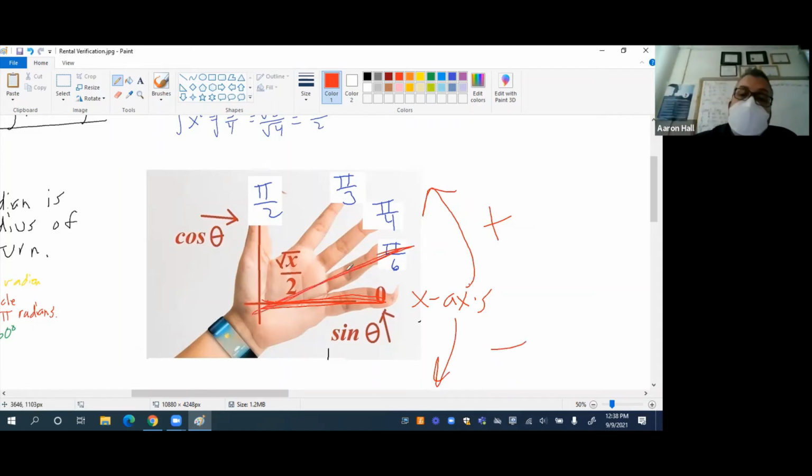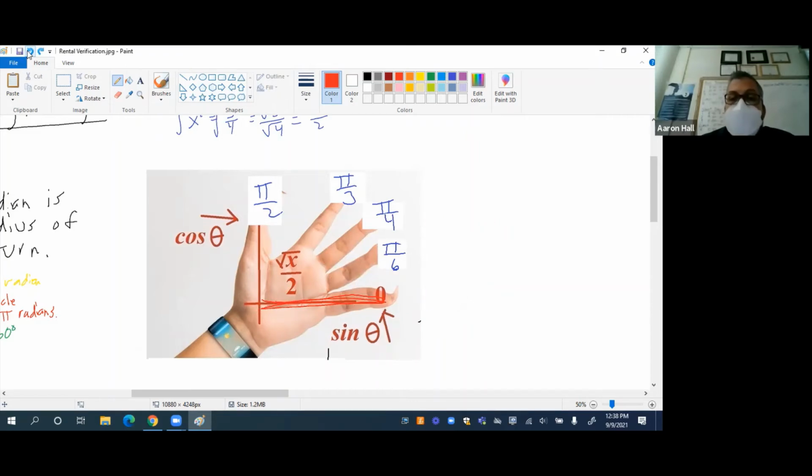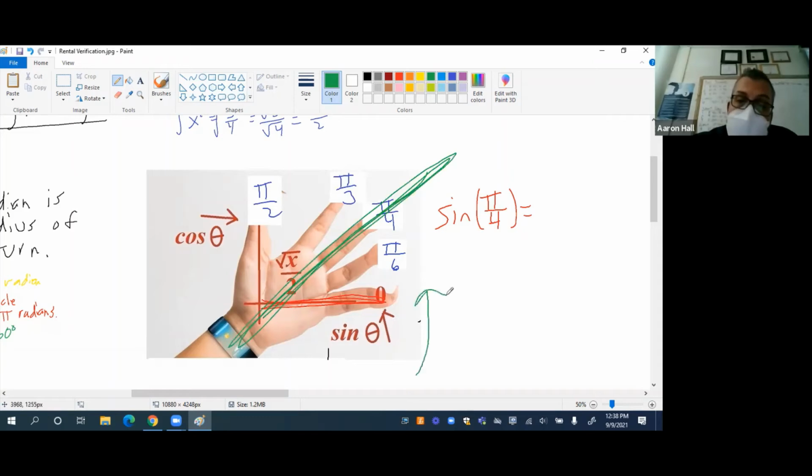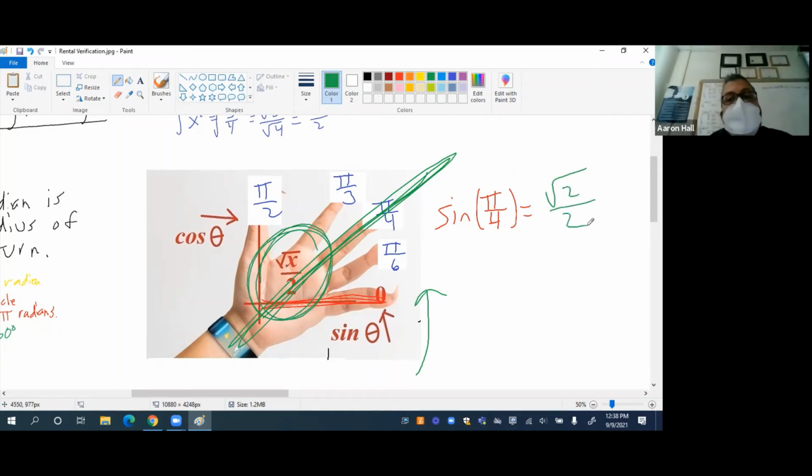So this looks like a rotation here of pi over 6. This is a rotation here of pi over 4, this is a rotation here of pi over 3, and this is a rotation of pi over 2. So we can do this on our hands anytime we would like. So using your hand, what is sine of pi over 4? What finger do you put down? You put the middle finger down. From the sine direction, how many fingers do you have up? Okay, so here's our formula here. We have the square root of 2 over 2. That's the answer.